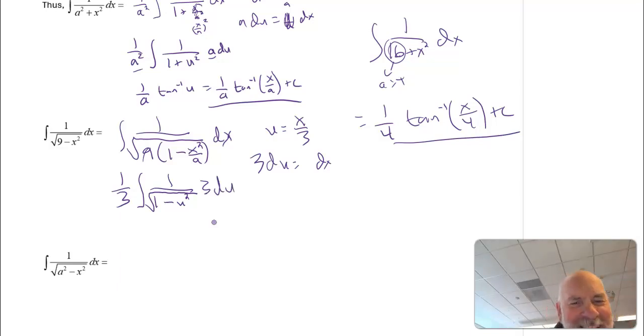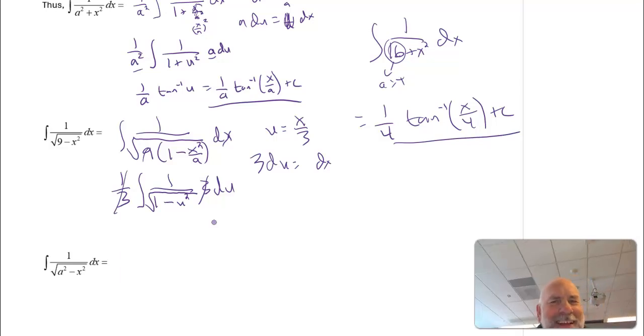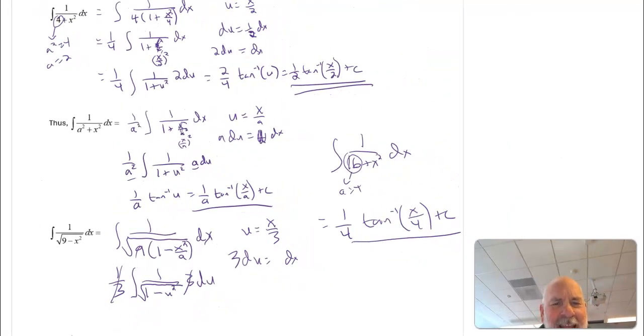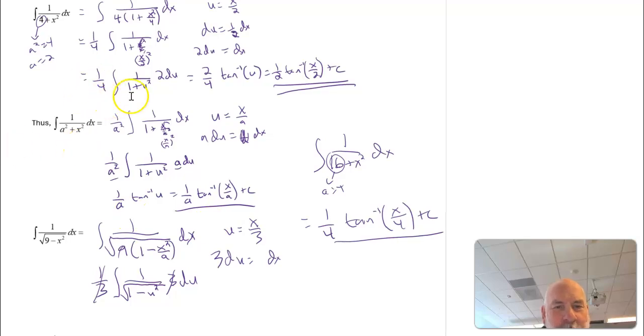The cool thing is that the 3 and the 1/3 cancel each other out. Like in the tangent inverse one, they didn't cancel out. I had a 1/4 and then I got a 2, but they didn't cancel out. They became 1/2. But in sine inverse, they do cancel out. And the reason why is because this 9 got square rooted first, so it got turned into a 3. And so it canceled out with a 3.